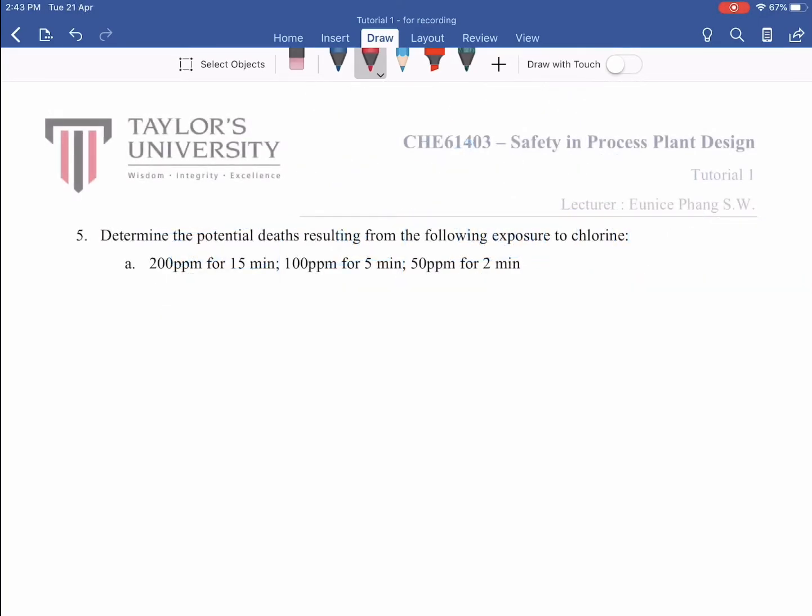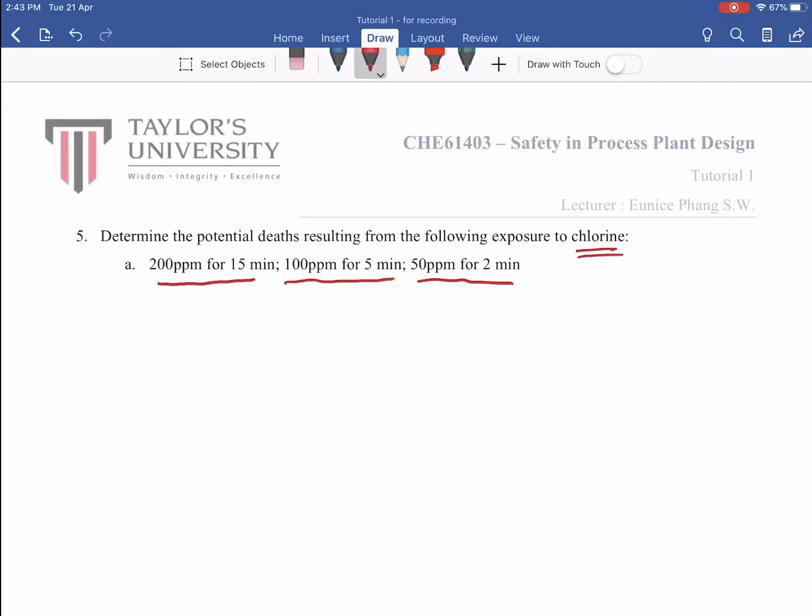The next question: calculate or determine the potential death resulting from the following exposure to chlorine. So we have a series of exposures. First, the person is exposed to 200 ppm for 15 minutes, followed by 100 ppm for 5 minutes and 50 ppm for 2 minutes, and the chemical here is chlorine. So we want to calculate what the potential fatality is.